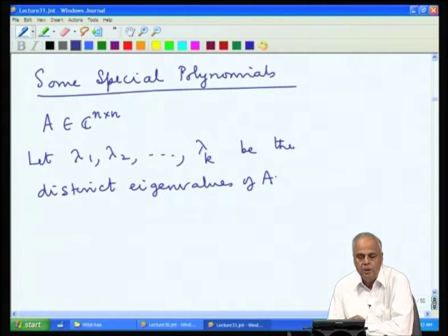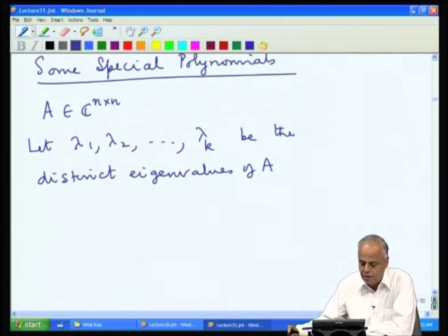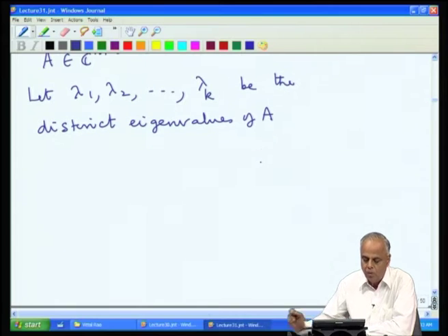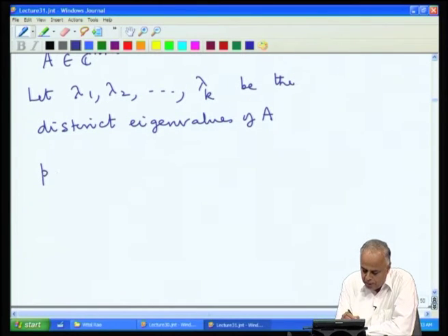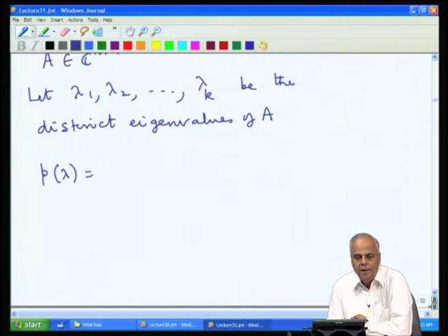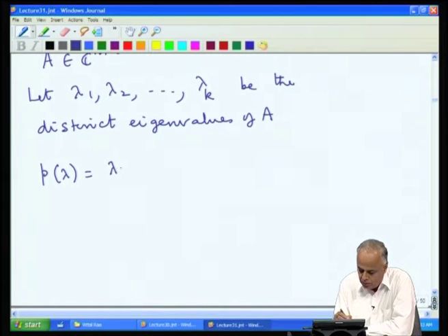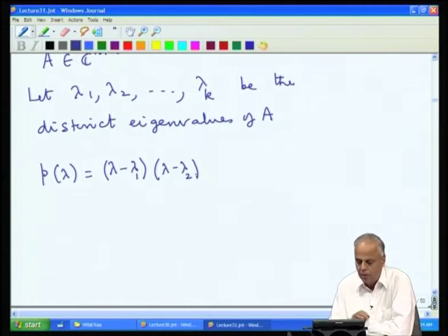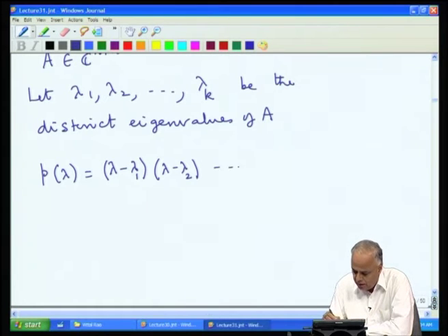Okay. That means these are the distinct roots of the characteristic polynomial. Now, consider this polynomial p(lambda), which vanishes at all these points lambda 1, lambda 2, ..., lambda k. So, it has a root lambda 1, so lambda minus lambda 1 must be a factor. It vanishes at lambda 2, so lambda minus lambda 2 is a factor, ..., lambda minus lambda k.